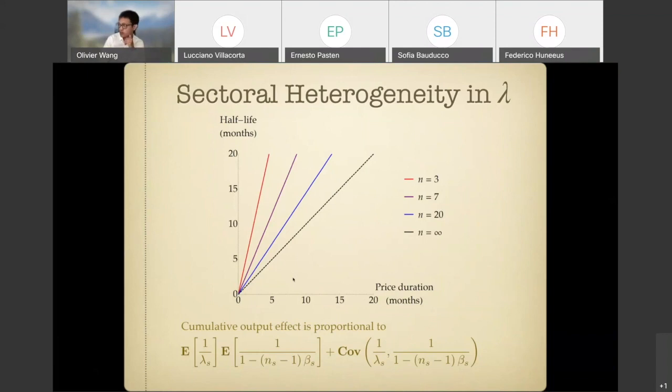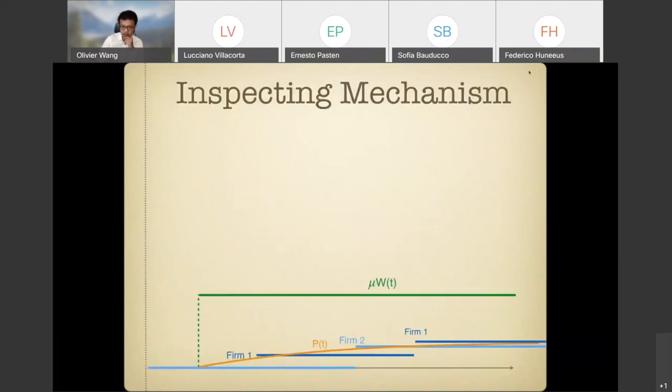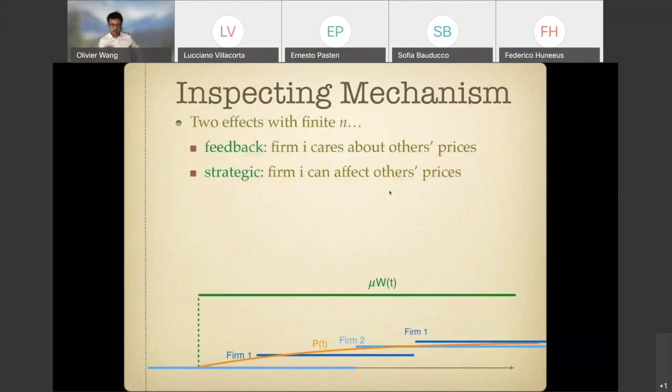Okay, so now, I have like 8 minutes, so let me go a bit quickly over that. There are two things that happen when you change the number of firms.